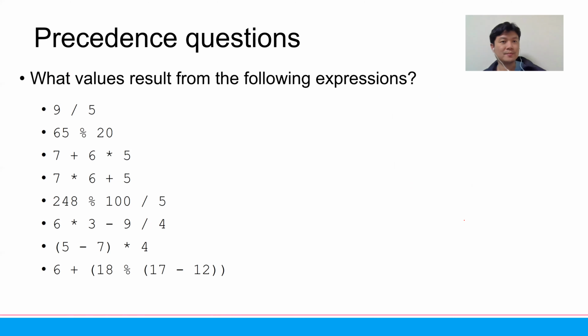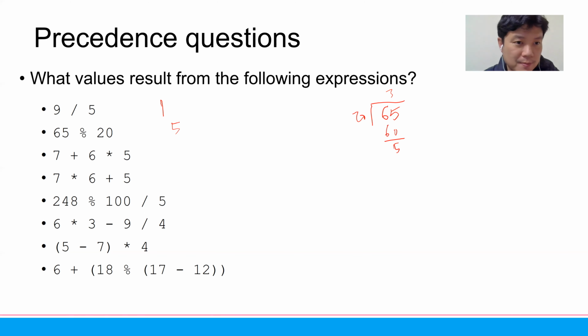So what is the result? 9 divided by 5. Yeah, the result is 1. Okay, this is the real value. 65, remainder 20. Okay, so we have 65 divided by 20, then this is 60, so the remainder is 5. So this one will be 5.